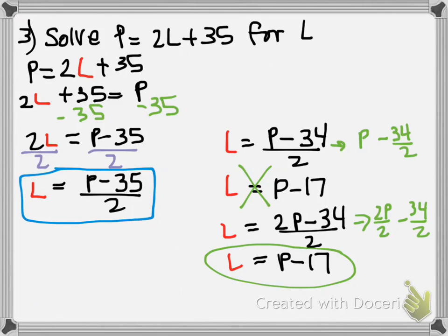Now, that's not the case in our question. We just have L equals P minus 35 over 2. Now, notice that all of my answers are equations because all of my starting formulas are equations. So I still get an equation. This time I just get a different variable in the left-hand spot. All right?